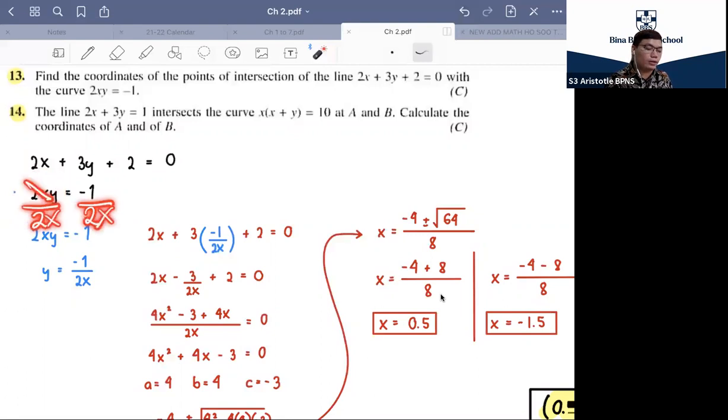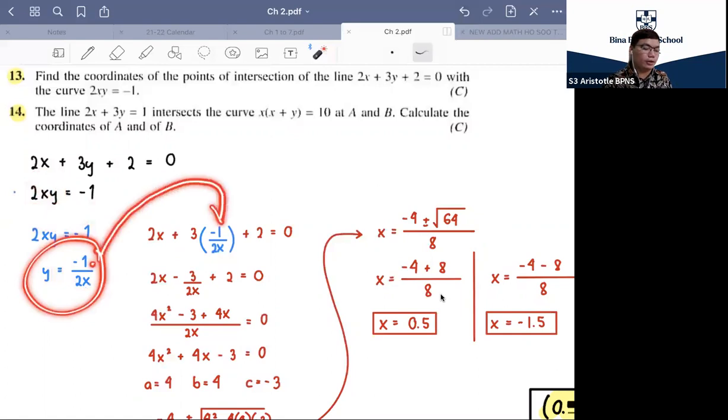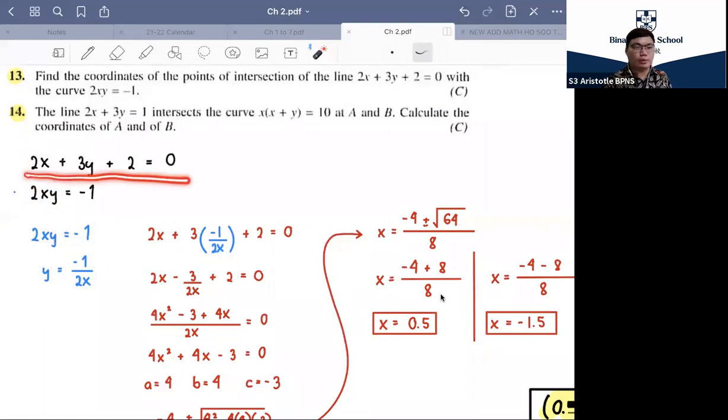So 2x is cancelled. You're left with y and then over 2x, so negative 1 over 2x. So this is your y equation. And then what's next? You need to substitute this to the other equation that you did not choose. So the first equation is 2x plus 3y plus 2. So you see this y, it will become this one. Instead of y, it's now negative 1 over 2x.